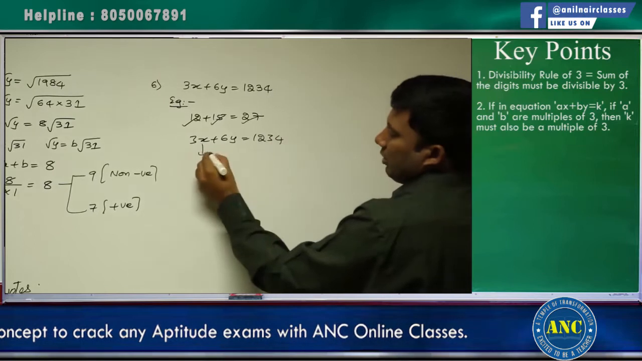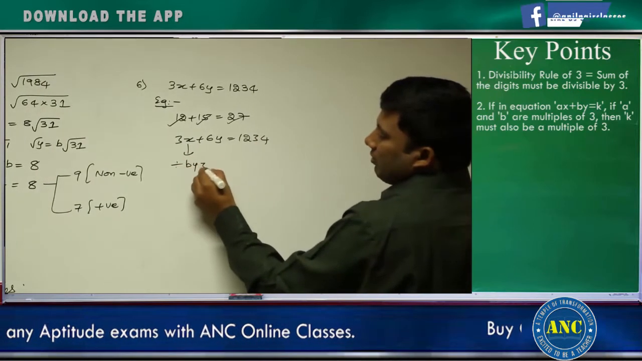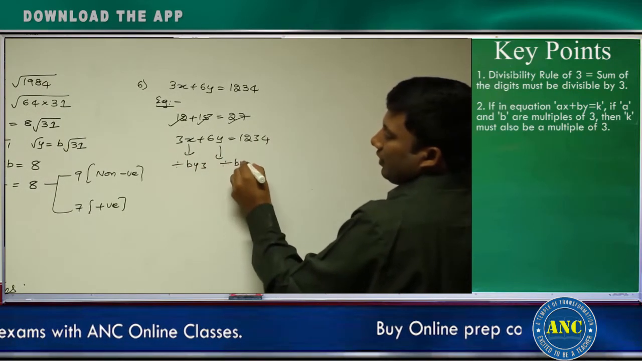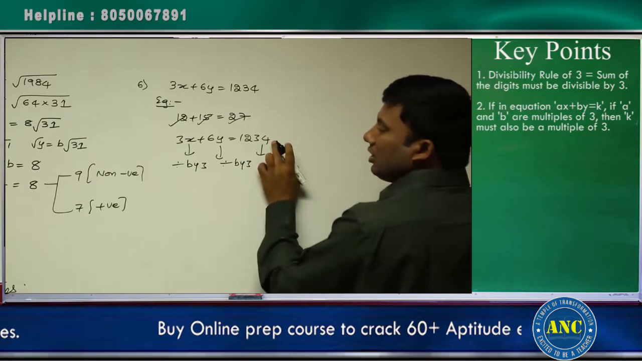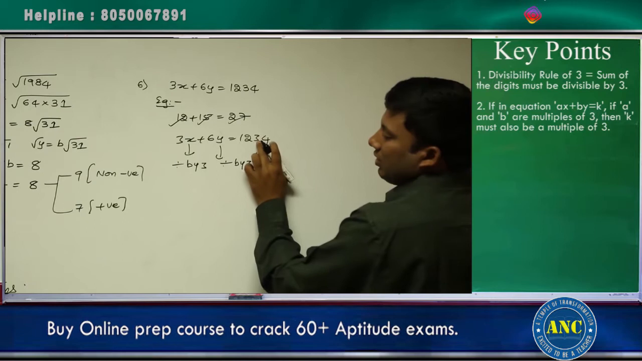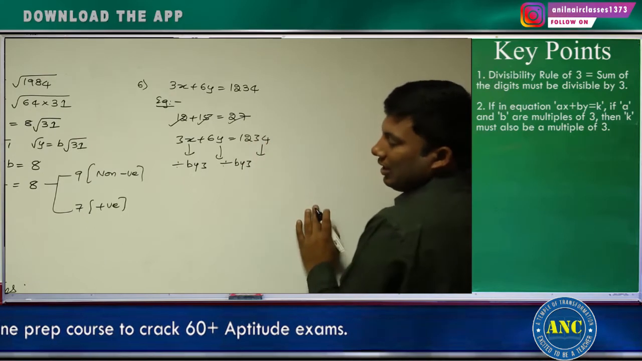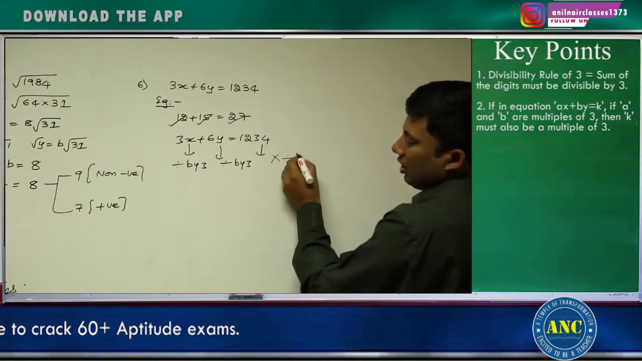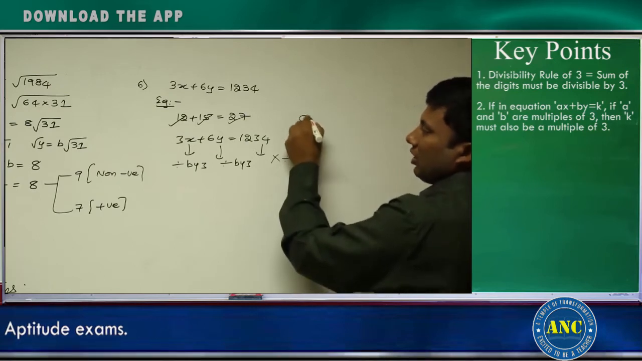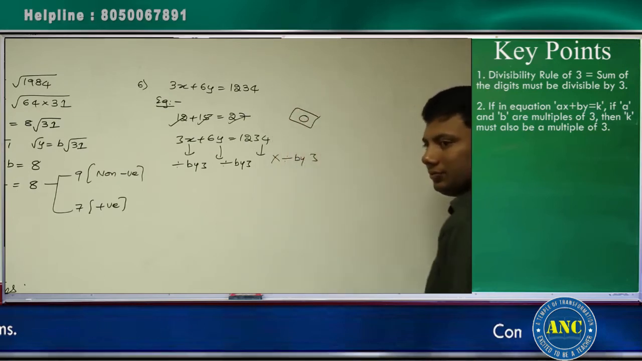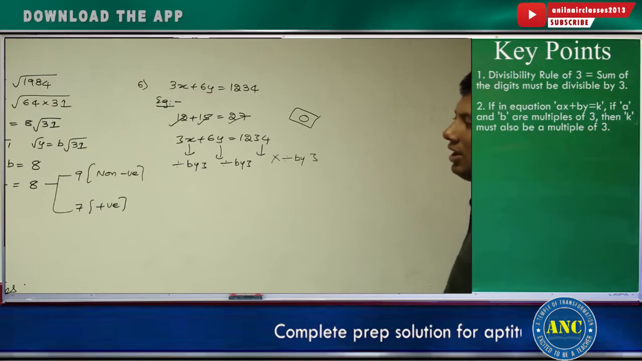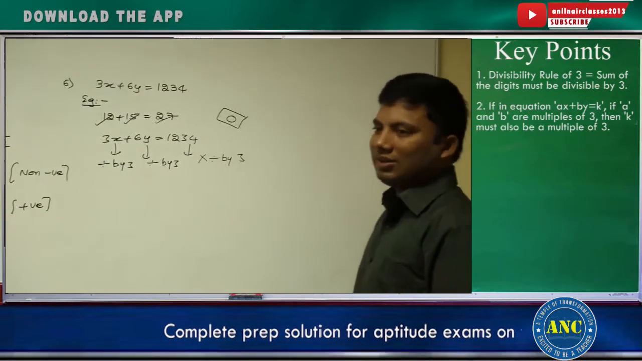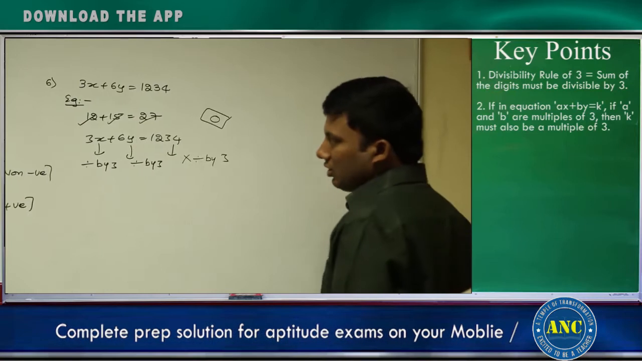3x is a multiple of 3. 6y is a multiple of 3. 1234. What is the divisibility rule of 3? Sum of the digits should be divisible by 3. 1 plus 2 is 3, 3 plus 3 is 6, 6 plus 4 is 10. Is 10 divisible by 3? Not divisible by 3. So therefore what will be the answer? 0. If the left hand side two terms are divisible by 3, the answer should also be divisible by 3. Right?